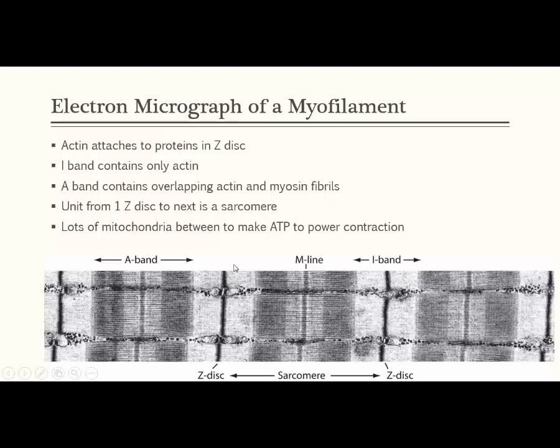So here we have bands. This band is actin. This band is the Z disc. This band is actin only. These bands are actin interdigitated with myosin. The M line is myosin only, and so on. And then in between, lots and lots of mitochondria.